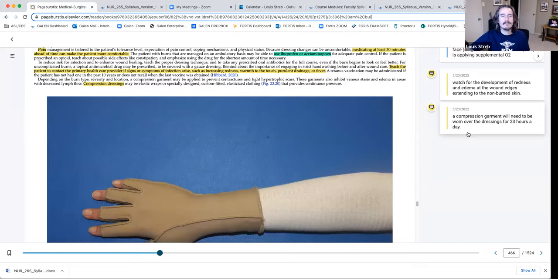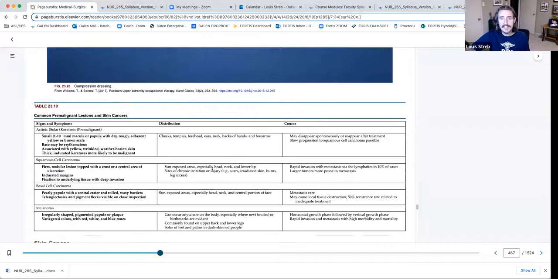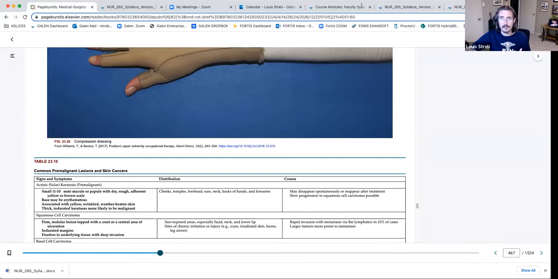We see this with all kinds of stuff though. Any kind of fluid shift, we'll see these, even in post-op surgeries. But know for your patients who have burns, these are important and have to be worn all day. That's all I'm going to cover on burns, unless you have specific questions, in which case I'll pause real quick. Give me one second.